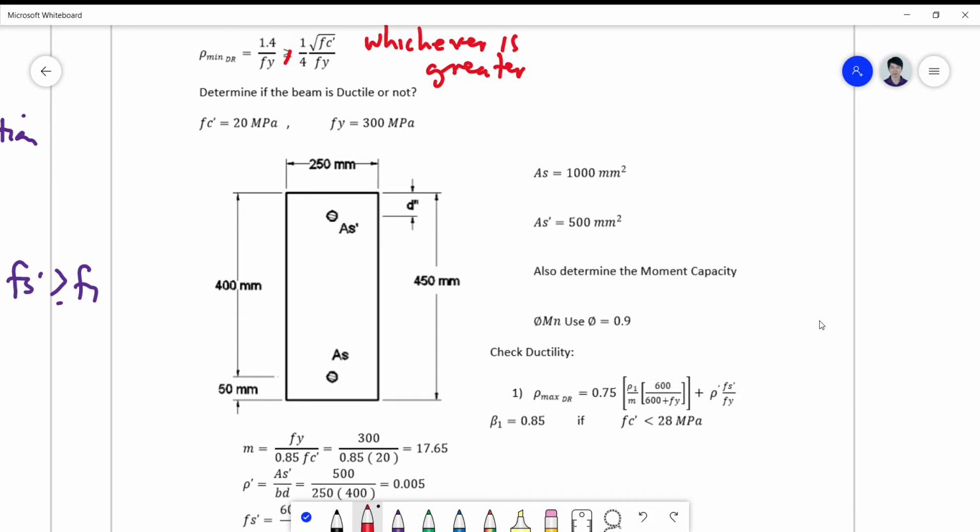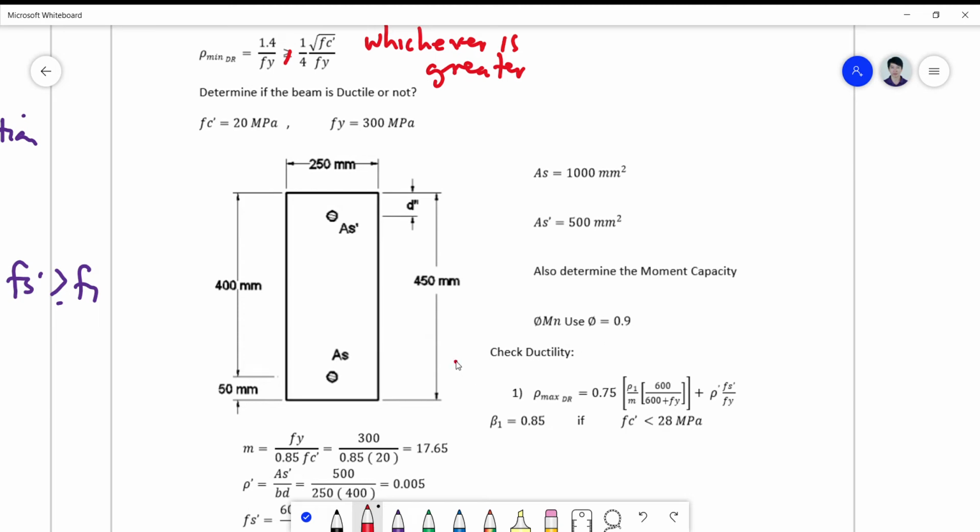So here's an example now of a ductility determination applied to a double reinforced section. Given a section as shown with f'c and fy, and the material properties, all the necessary dimensional properties of the section are also given, including the area of steel at the tension side and the area of steel at the compression side. We are asked to determine the moment capacity using a phi value of 0.90.